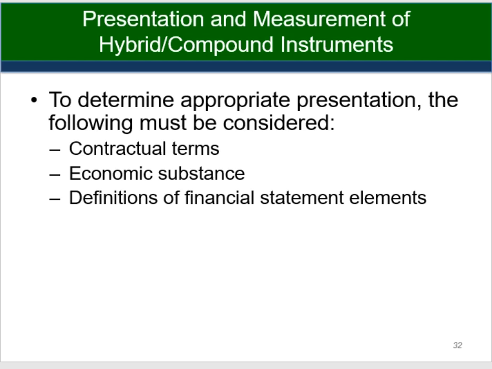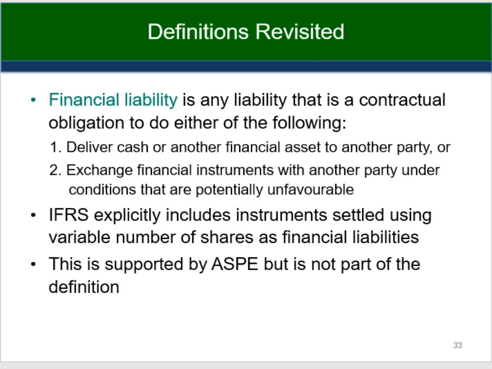So some examples of hybrid or compound instruments show up here shortly. Sorry, I should have moved my slide forward here. The financial liability, the definition is shown here, and under IFRS it would be consistent with this, but it's not necessarily part of the definition. So IFRS would explicitly include instruments using a variable number of shares as a financial liability.